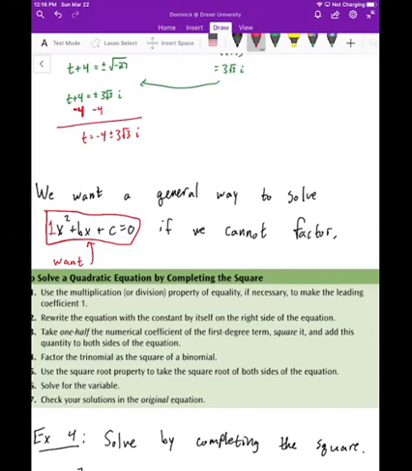Then the next thing that you would want to do is you want to rewrite the equation with the constant on one side and then the x terms on the other side, right? So that's what this step 2 is saying. Put the constant on one side and then your x squared and your x term on the other side.